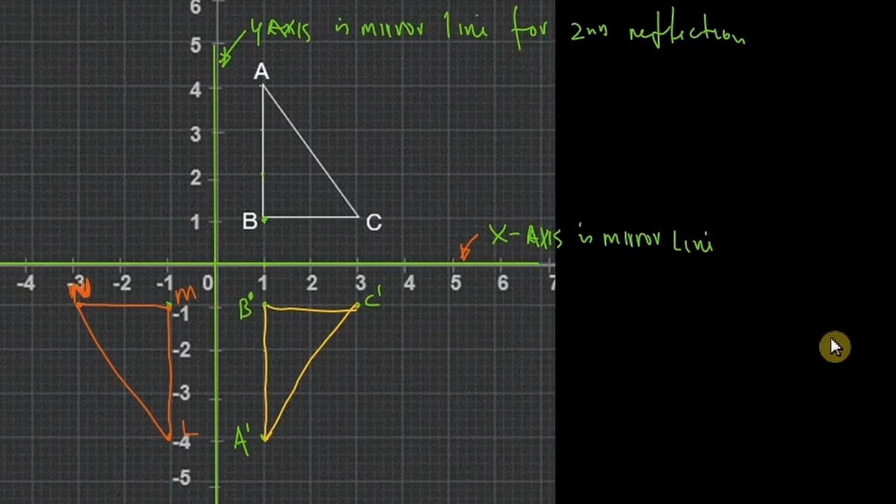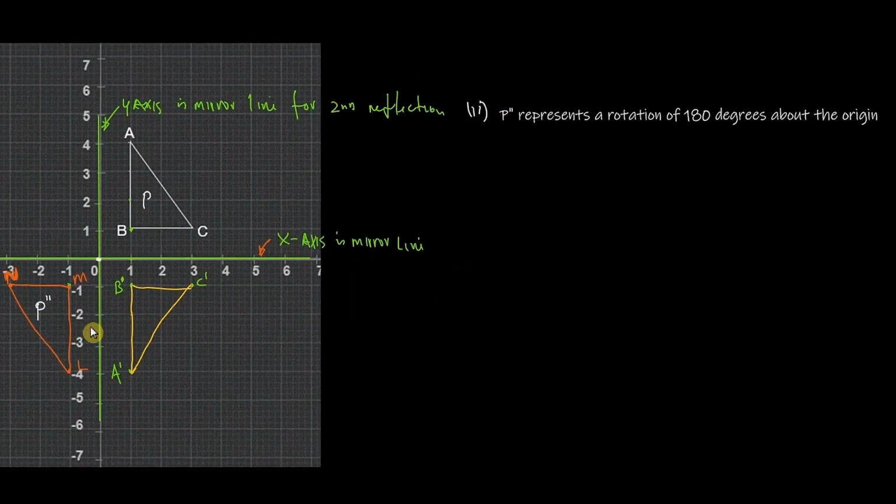So if we are to describe this transformation, let's call it P double prime, where this is the original object P. So we can write then that P double prime, which is the image after two successive reflections, represents a rotation of 180 degrees about the origin. It can either be clockwise or anti-clockwise. Once it's a 180 degree rotation, it does not matter.